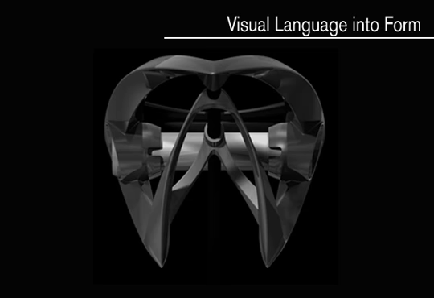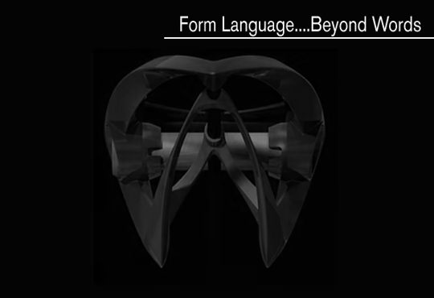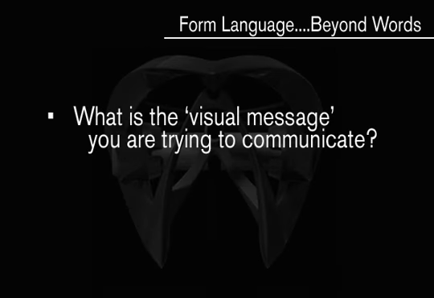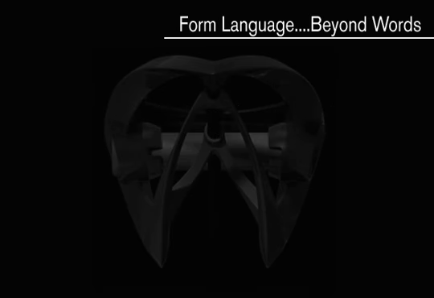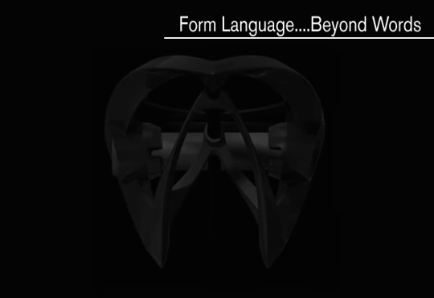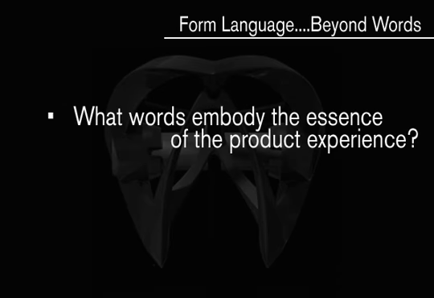Form language is a visual way of communicating a product's intention, purpose, or it is used to provoke an emotional response. Form language creates a meaningful experience by appealing to the visual sense of the user. To create form language, you have to understand what emotions you are trying to evoke. What words embody the essence of what you're about to design?